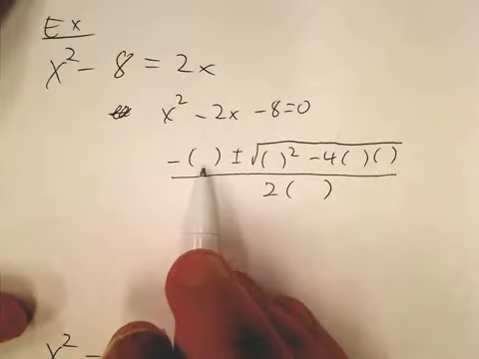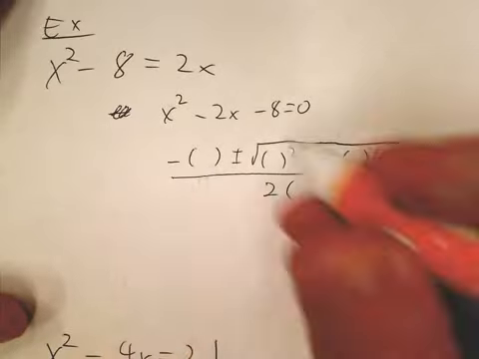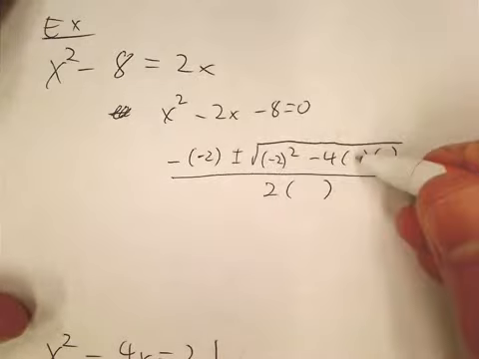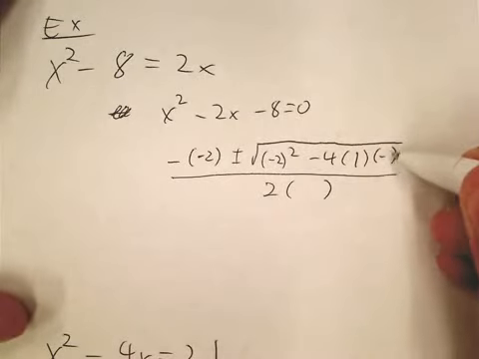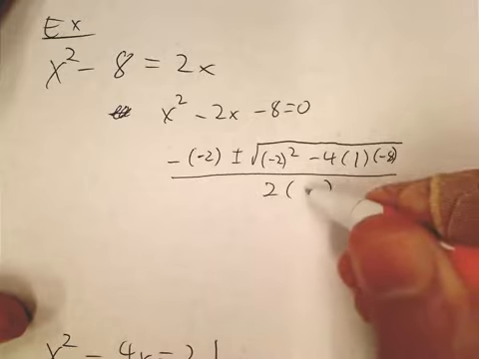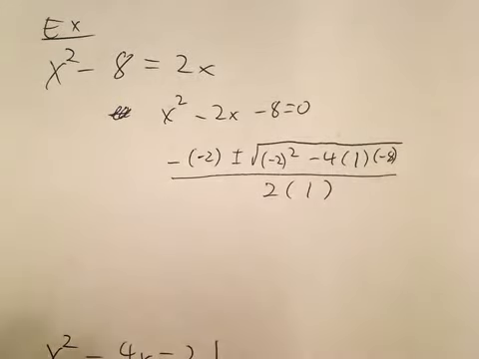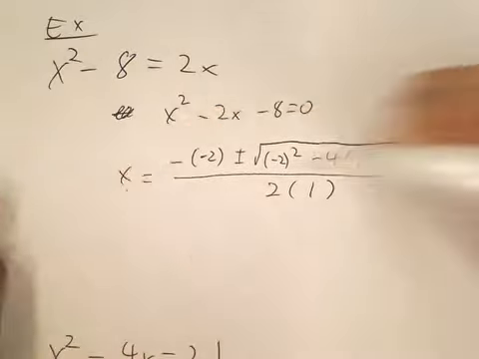Okay? So b is negative 2. A is 1. C is negative 8. Okay? And x equals that.